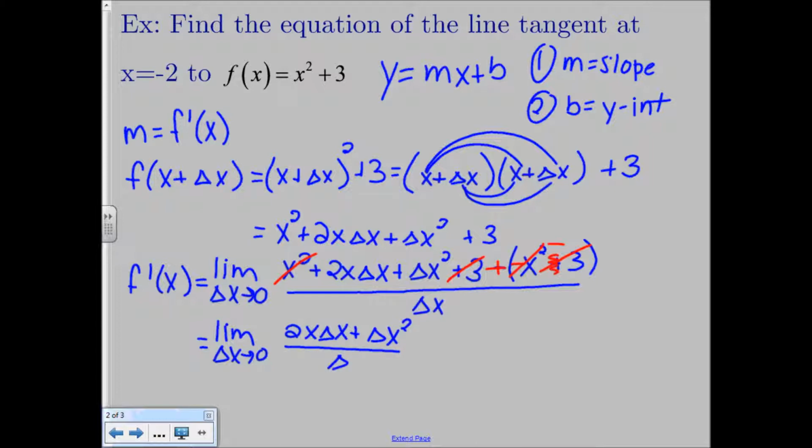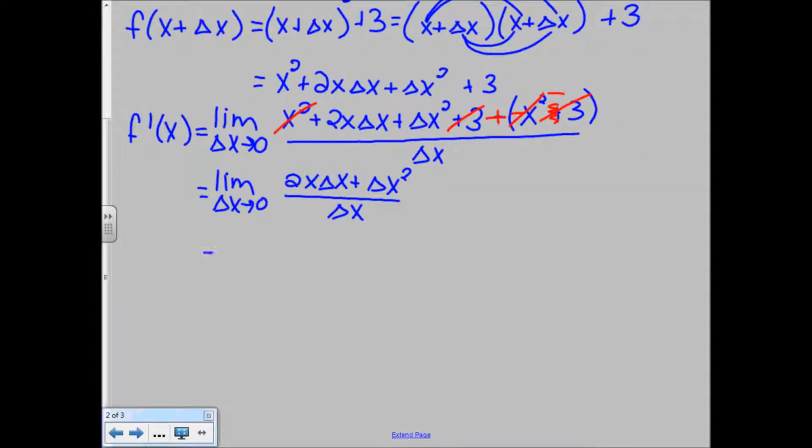all over delta x. Okay, so just like the example in the last video, we're going to factor a delta x out of the top because we can't just cancel it as is right now. You can't cancel anything between the numerator of a fraction and the denominator unless you can factor it away. You can only cancel when it's between multiplication. So we're going to get delta x times 2x plus delta x all over delta x.